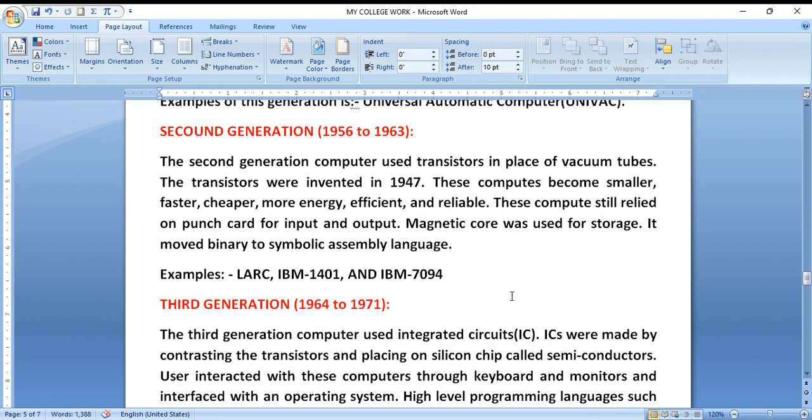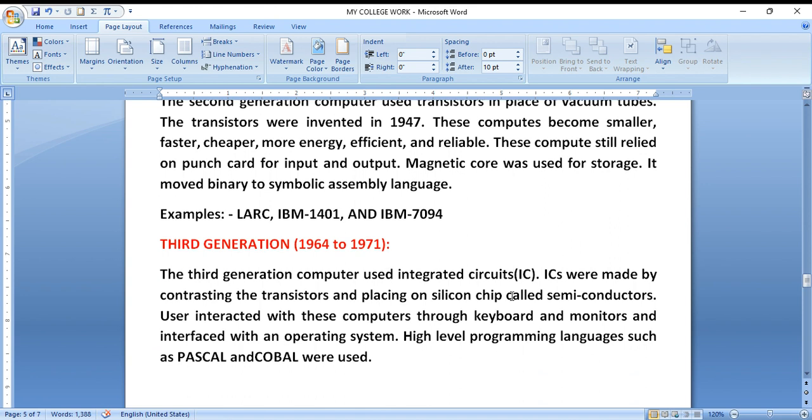Third generation, 1964 to 1971. The third generation computers used integrated circuits, ICs. ICs were made by miniaturizing the transistor and placing it on a silicon chip called a semiconductor.